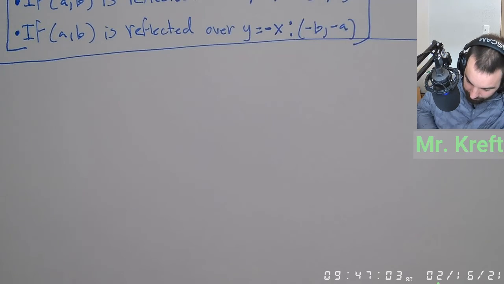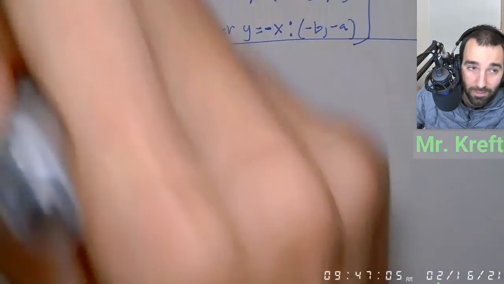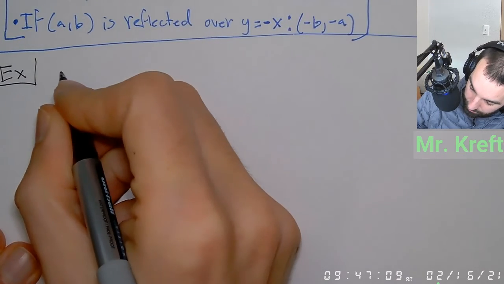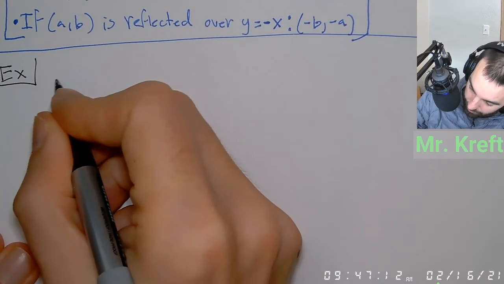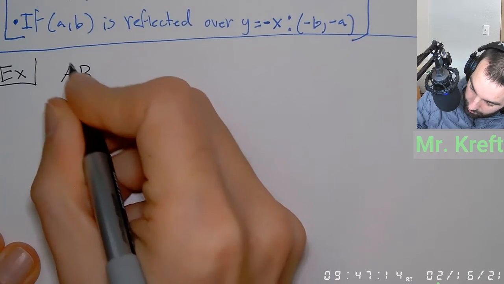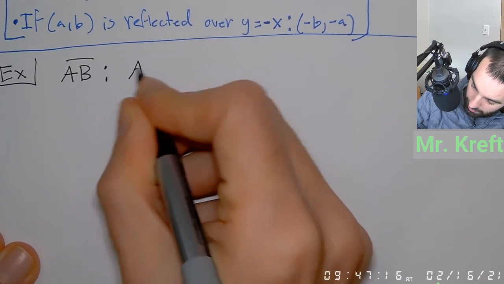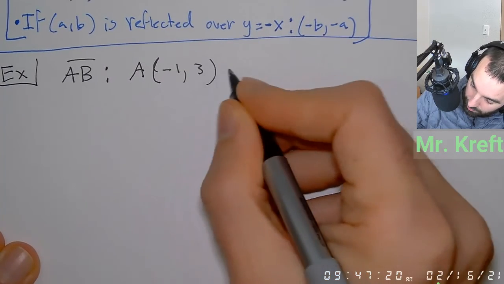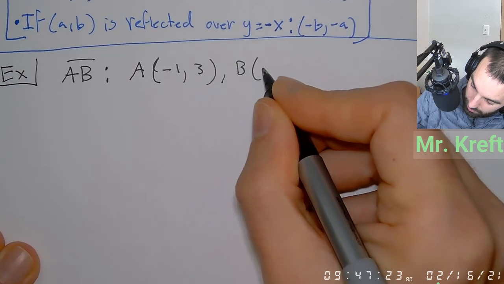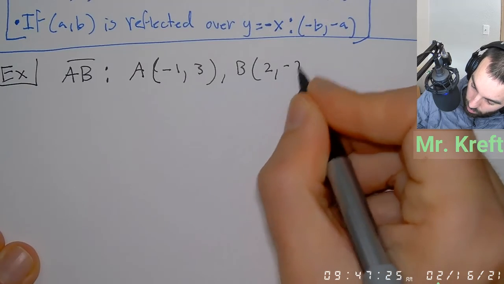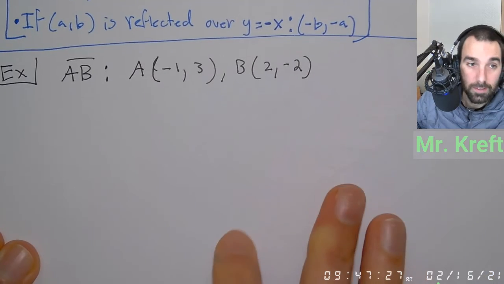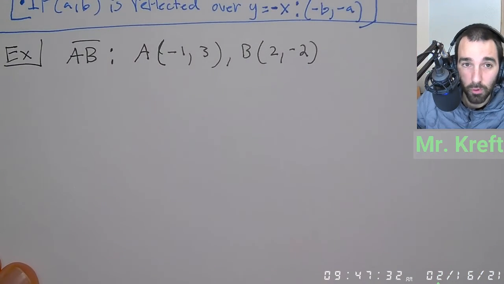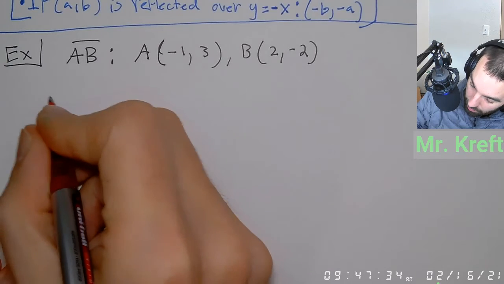So let's say I have, I have to do some really quick examples. So let's say I have a segment AB where A is at -1, 3, and B is at 2, -2. So I want you guys to use these formulas. We're just going to practice using the formulas.